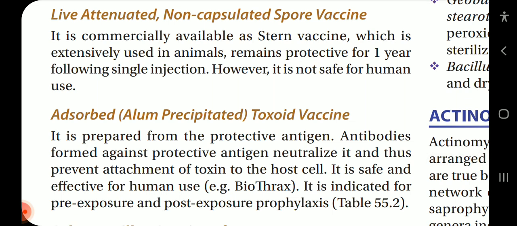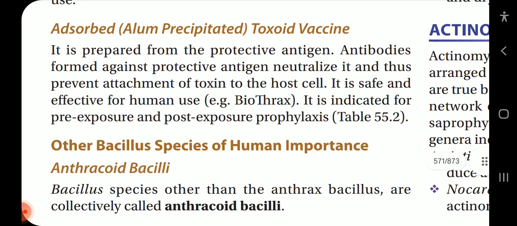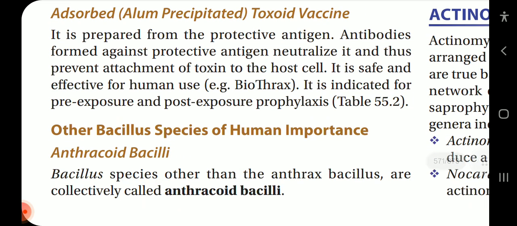It is commercially available as Stern vaccine, which is extensively used in animals and remains protective for 1 year following a single injection. However, it is not safe for human use. Adsorbed alum precipitated toxoid vaccine. It is prepared from the protective antigen.